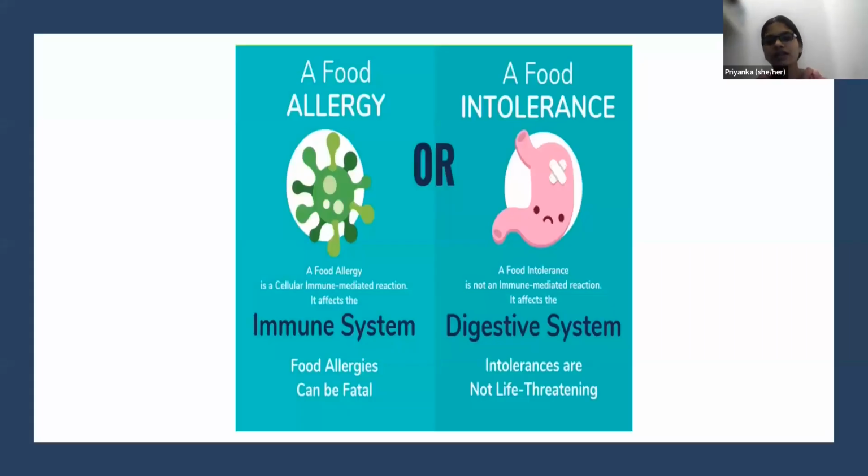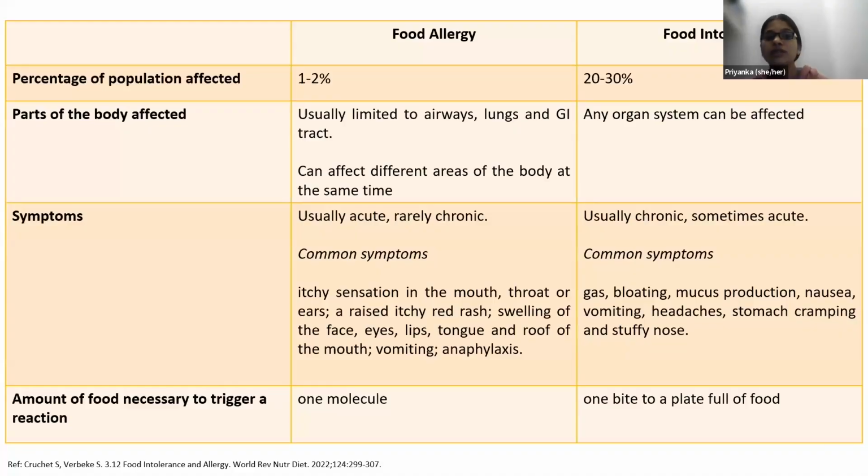Food allergy is a cellular immune mediated reaction and it affects the immune system. Whereas food intolerance is not an immune mediated reaction and it affects the digestive system. Food allergies can be fatal, whereas intolerances are not life threatening. It doesn't mean that if food intolerances are not life threatening, we can ignore them. Why? Because the percentage of population affected by food allergies is 1 to 2%, whereas with food intolerances, it's 20 to 30%.